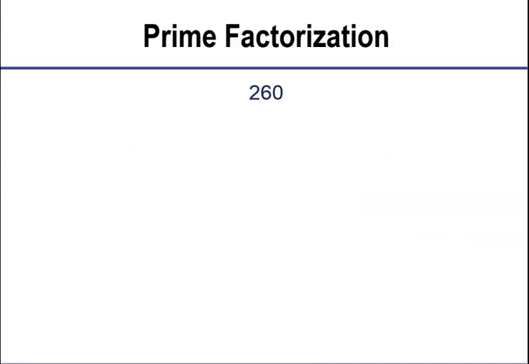I've got another one for you. Why don't you pause it and try it? All right, so I'm going to break down 260. And here's what I notice. Because that ends in a 0, this is divisible by 10, right? So I'm going to say this is 26 times 10.